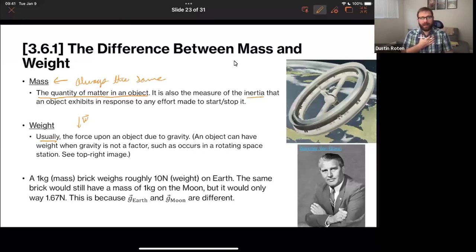Now, there is a way that you can have a weight without being on a planet, and that's where this stuff over here on the right comes in. This guy here is Wernher von Braun. He's actually a former Nazi that came over in World War II and wound up running one of the NASA centers. He was a wonderful rocket scientist, and he's very famous. He's got an interesting story. Got a link here if you're interested in reading more about him.